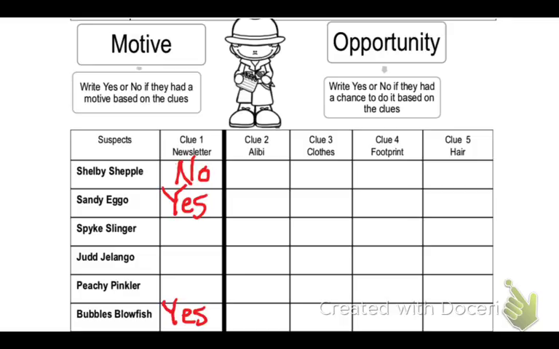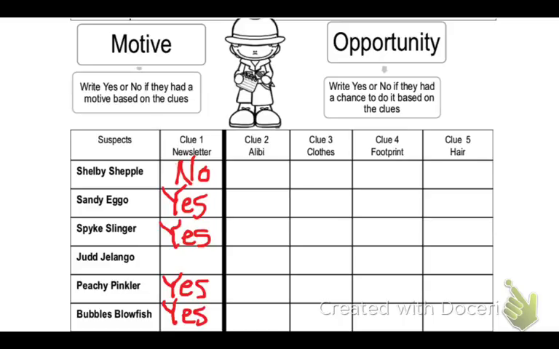Spike Slinger. Spike Slinger is the former Splattertown employee, meaning he used to work at the water park, but he doesn't anymore. And so I don't know if he got fired or whether he left, but now he works for the fair, and the fair is against it. So he kind of doesn't like Splattertown. So we're going to put a yes here. And along with him was Peachy Pinkler. And she also said, yeah, the fair is going to be better.